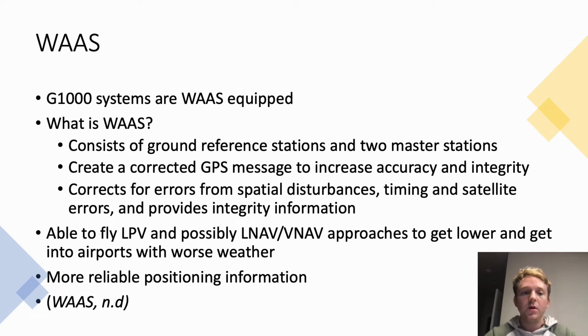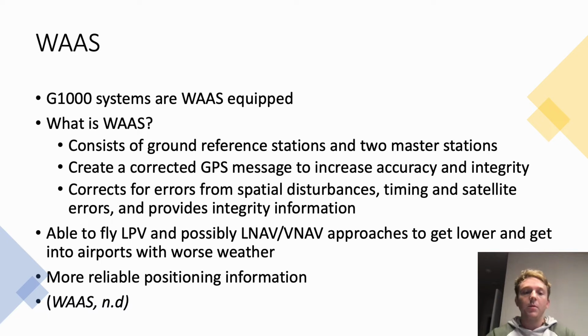Through this, it creates a corrected GPS message to increase both integrity and accuracy of the GPS information. What's it correcting for? It's correcting for spatial disturbances, timing and satellite errors that could possibly be there, and integrity information. So again, increasing that accuracy and integrity. With this ability, we're able to fly LPV approaches, and then possibly LNAV/VNAV.